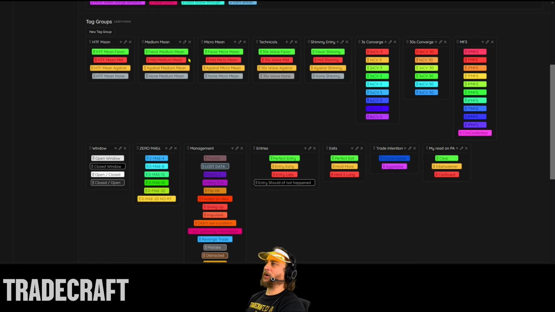Now, typically green means good, red means bad, right? A few years back, I used to be really good at mean reversions and I sucked at everything else. Something has changed. I am good at breakouts. We'll see that. However, these tags all kind of look the same as far as the color coding goes. I'm either going into something, in the middle of something, against something, or that specific condition is not present.